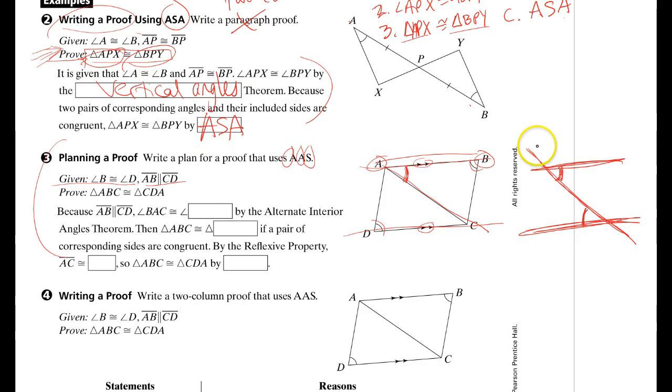Now, some of you might have said, well, vertical angles, Mrs. Mitchell. Yeah, you're absolutely right. That angle is congruent to this one. But that doesn't help us. We needed somebody else in this triangle. So it's this guy that we're going to talk about. So this angle will be called angle ACD.